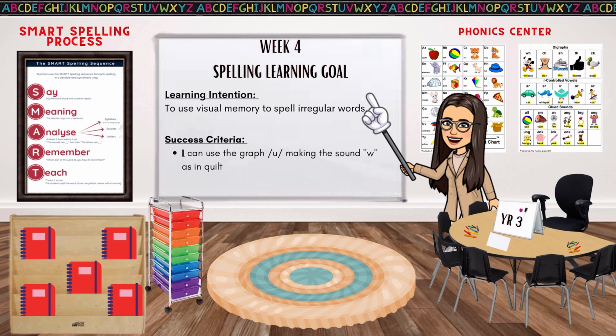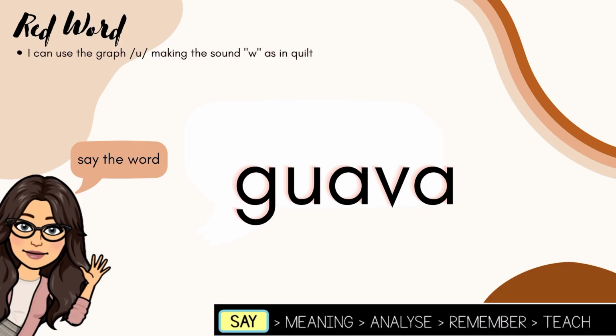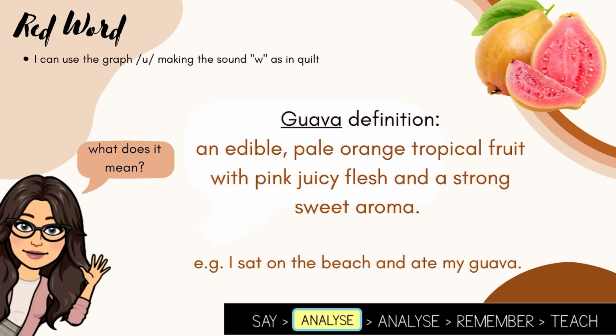Okay, so this week in spelling, we are looking at the graph U, which makes the sound W, as in the word quilt. The first word we are going to be looking at today is the word guava. Can you please say the word guava? All right. Guava is an edible pale orange tropical fruit with pink juicy flesh and a strong sweet aroma.